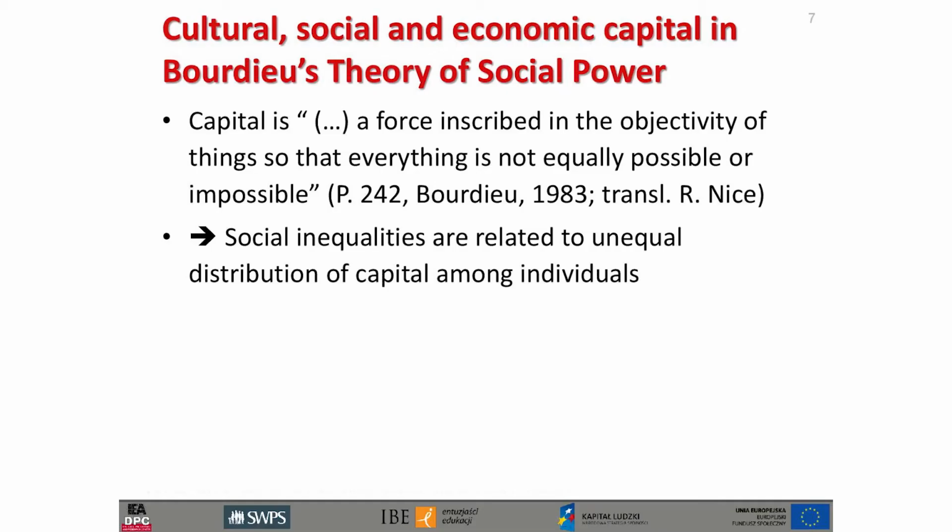So to sum up, capital is a force inscribed in the objectivity of things, so that everything is not equally possible or impossible. And this statement is really very much related to social inequalities. Of course, when capital allows or enables different things and it is not equally distributed across society, it leads to social inequalities.